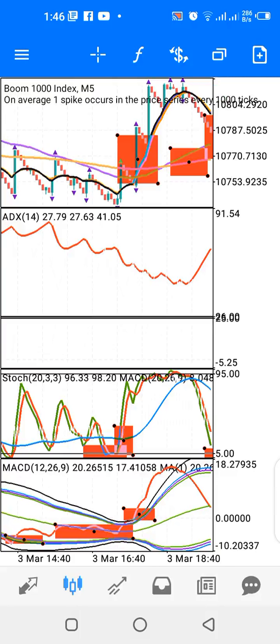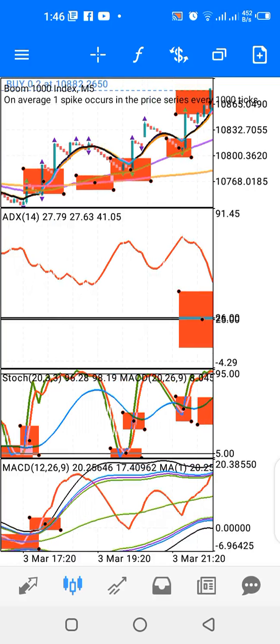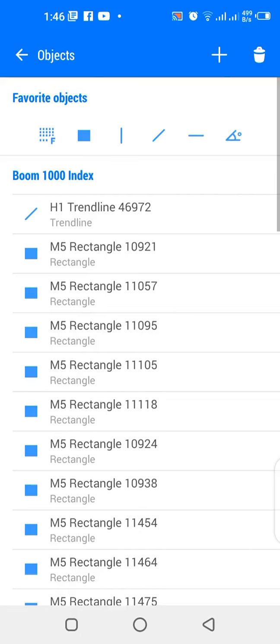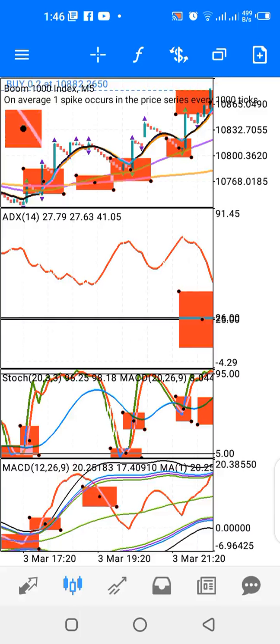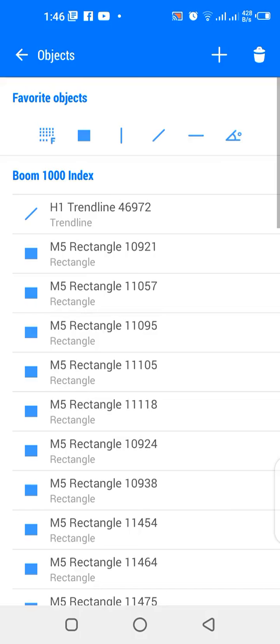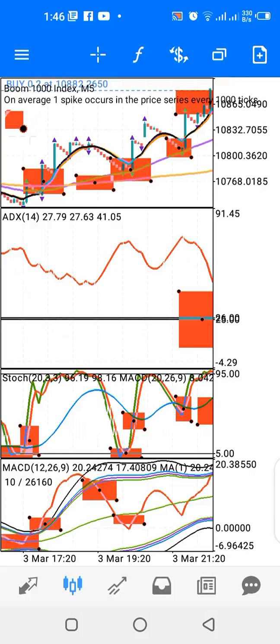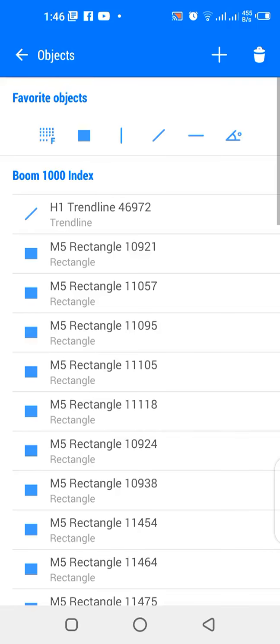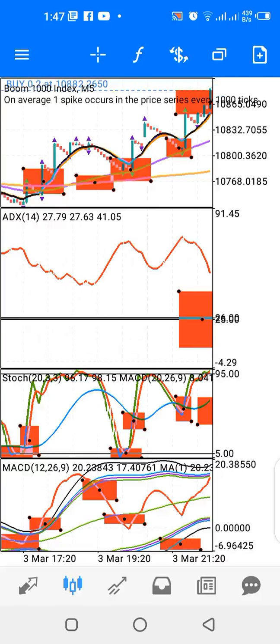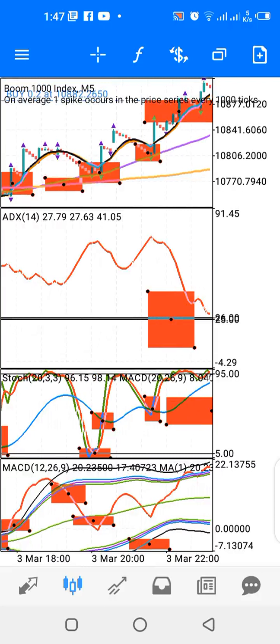Alright, so that's it for Boom index. For Crash index, the reverse will be the case. When it crosses above and now crosses below the Bollinger Bands outer upper band here, cross down, signal to sell. If it now crosses the mid band, sell confirmation. If it now crosses below the lower band for Crash index, sell continuation.